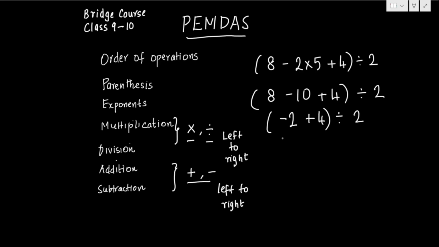Now you still have the parenthesis. Let's finish the parenthesis first. So you only have one operator. So minus 2 plus 4 is plus 2. And then you can remove the parenthesis because there's nothing else. And 2 by 2 gives you 1. So I hope this was clear.